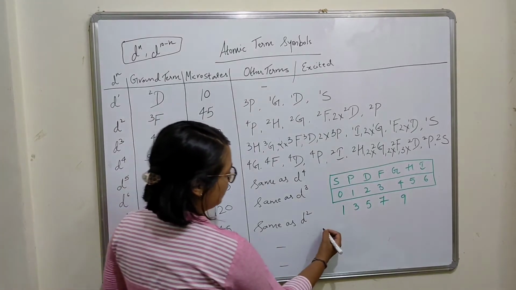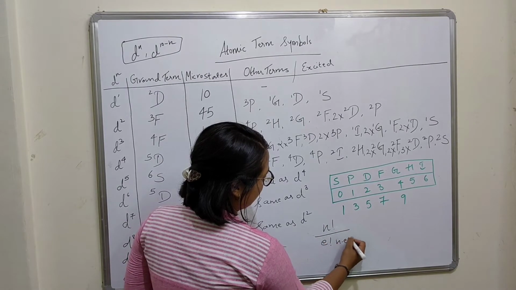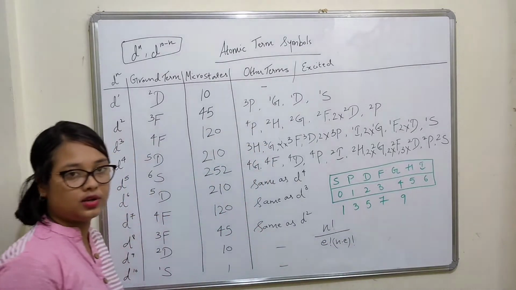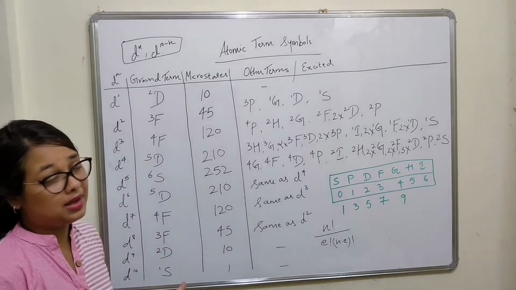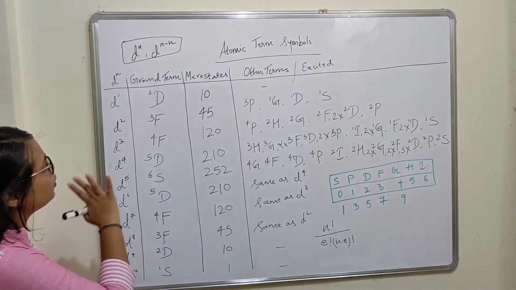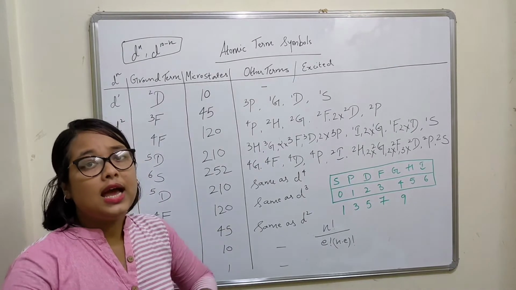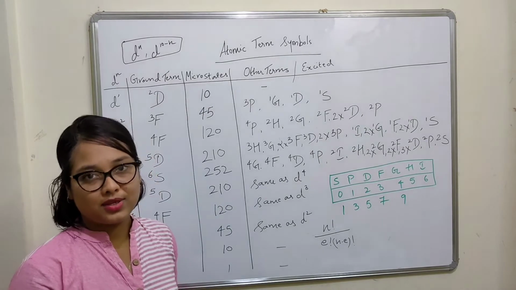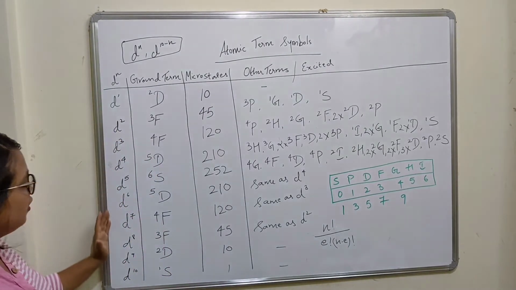Now, last time we discussed how to find the number of microstates. There was a formula for it: n factorial upon e factorial into n minus e factorial. You can go and watch that video and then come back as well. Now let's go through this table and analyze the data that is given to us, and what we actually understand from it. We have Dn, so these are our configurations.